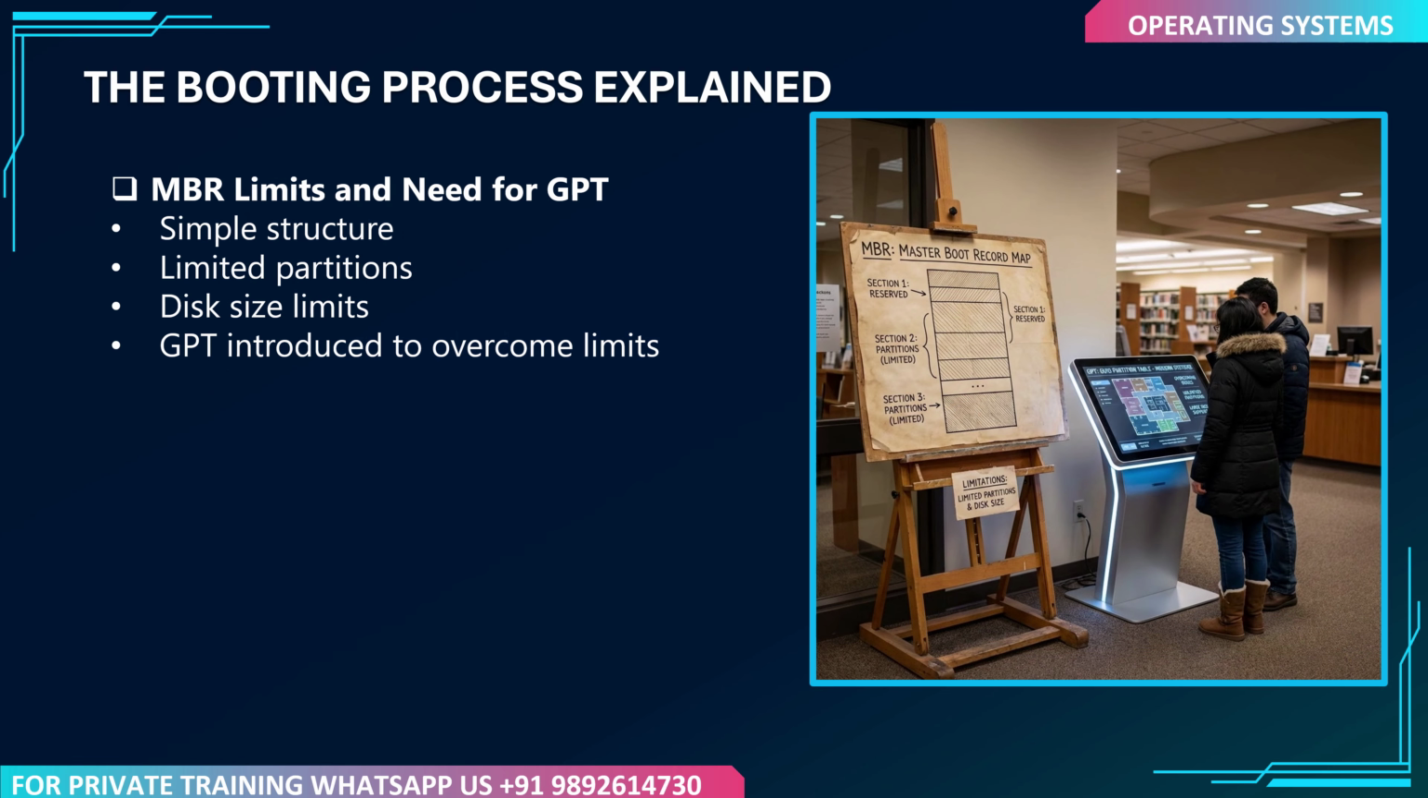Think of MBR like a simple map placed at the entrance of a library. It tells where the sections are and also gives basic instructions on how to enter the main area. However, MBR has limitations. It supports only a limited number of partitions and has restrictions on disk size. To overcome these issues, modern systems use GPT, which stands for GUID Partition Table.